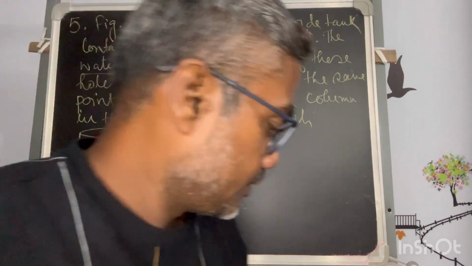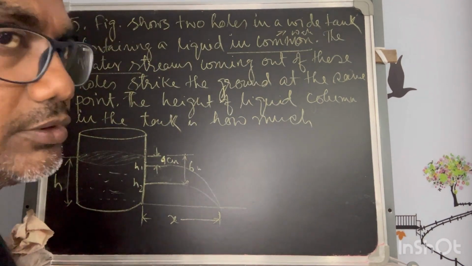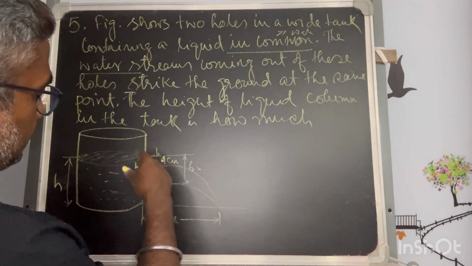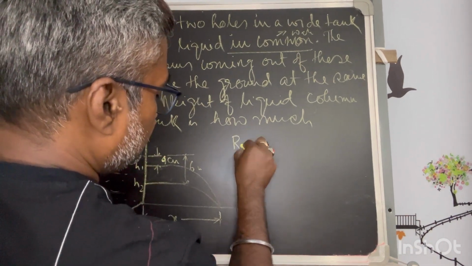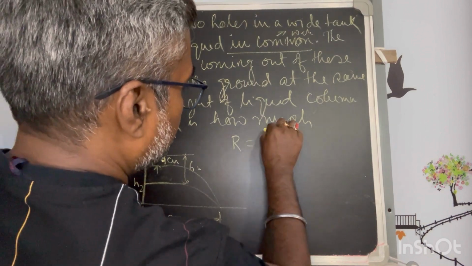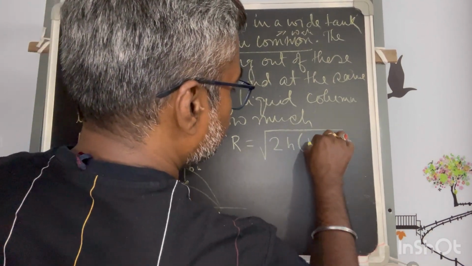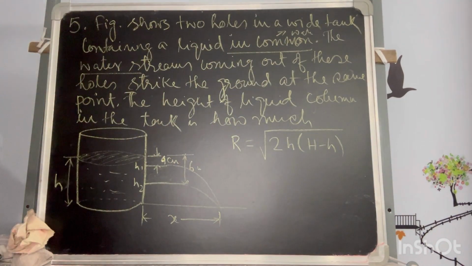Okay, fine. So basically this problem is based on range. For any height, the range, if you remember, depends on this formula: 2 into square root of h into (H minus h). This was the formula for the range, if I remember.